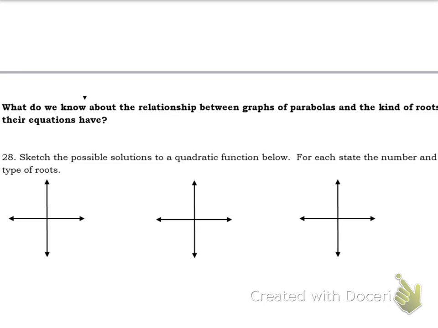Okay, sketch the possible solutions to a quadratic, so an x squared graph. For each, state the number and types of roots. So two real ones will cross your x-axis twice. Okay, one real and one imaginary should cross it once. Okay, and then no real but two imaginary won't touch your x-axis. So no real, this one will have two imaginaries.